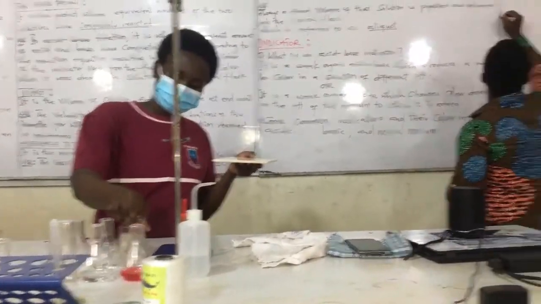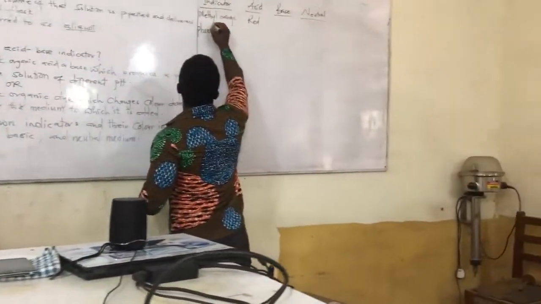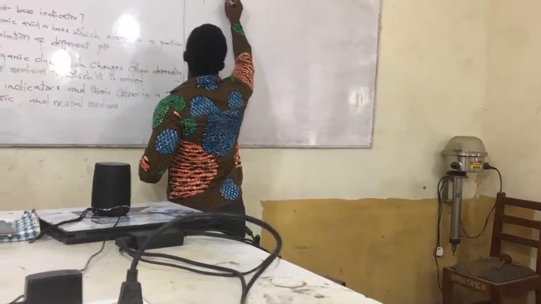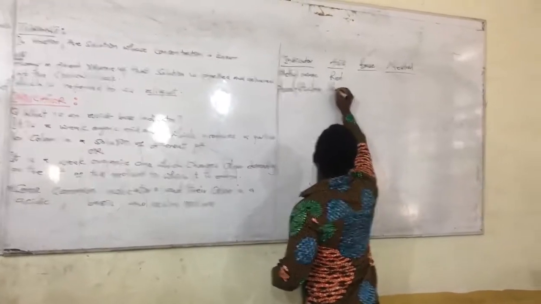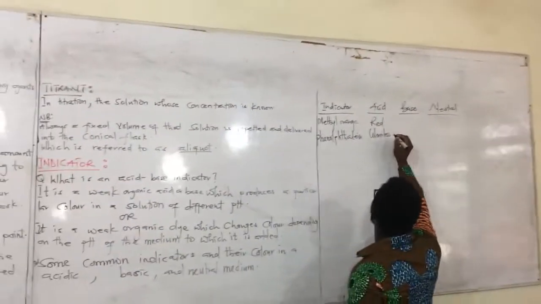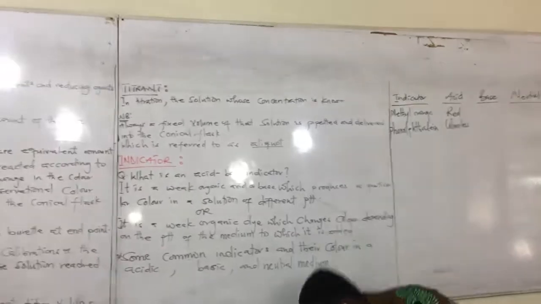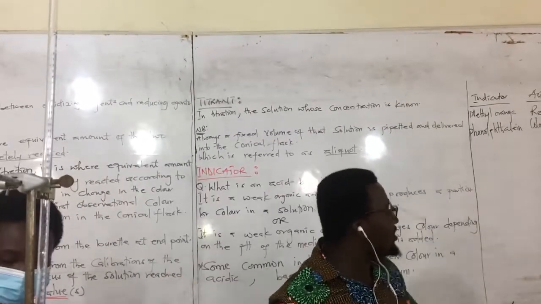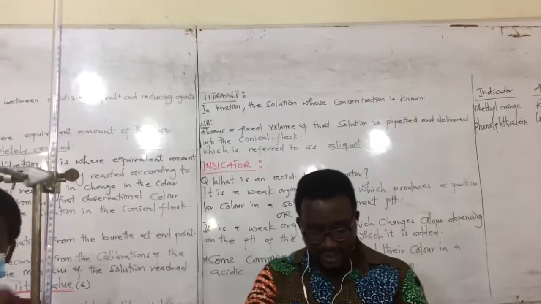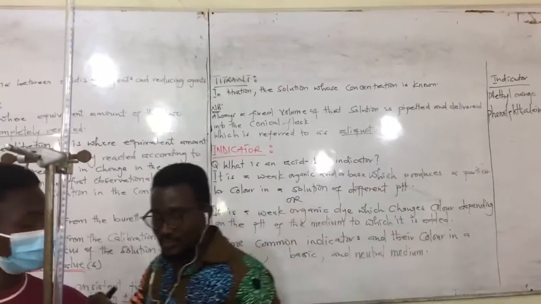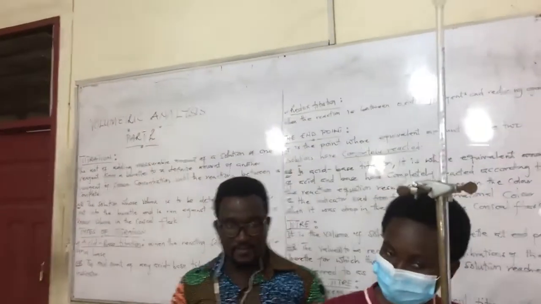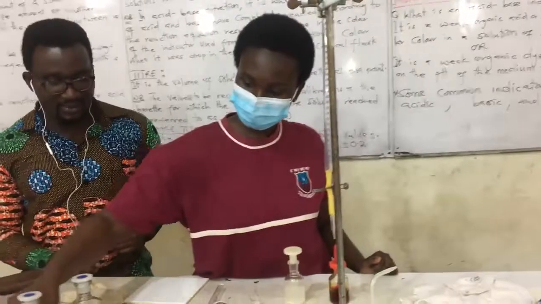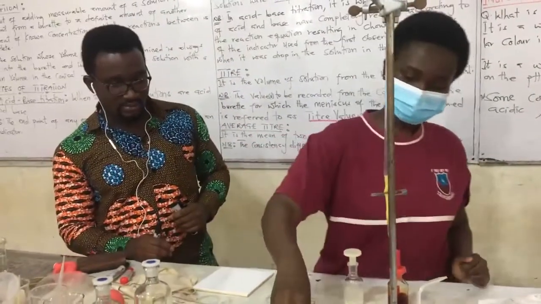So phenolphthalein is colorless in acidic what? Medium. Now let's look at solution B and then look at the methyl orange.